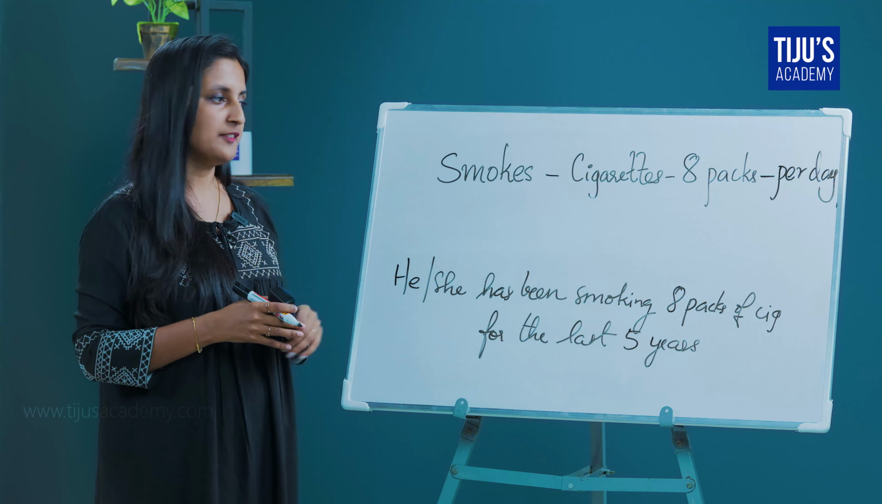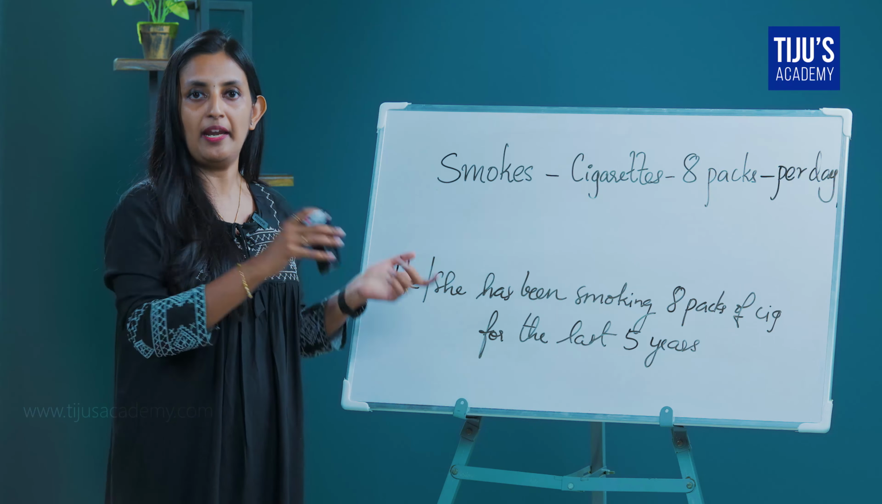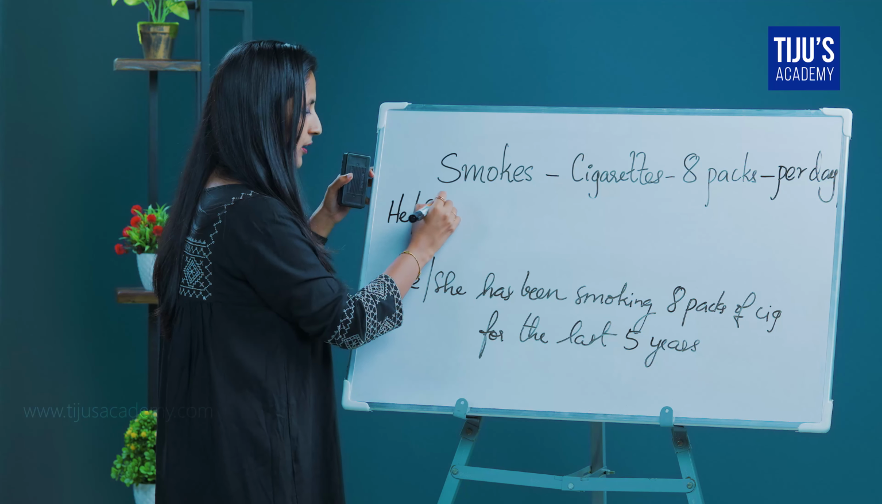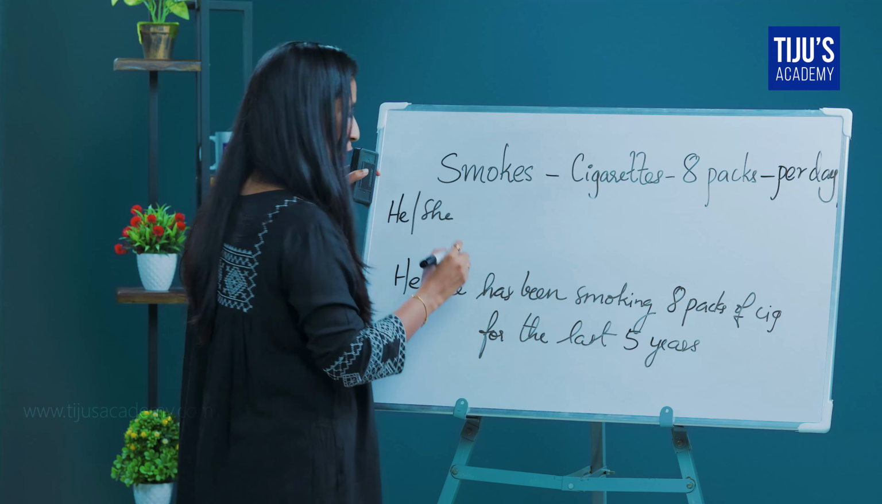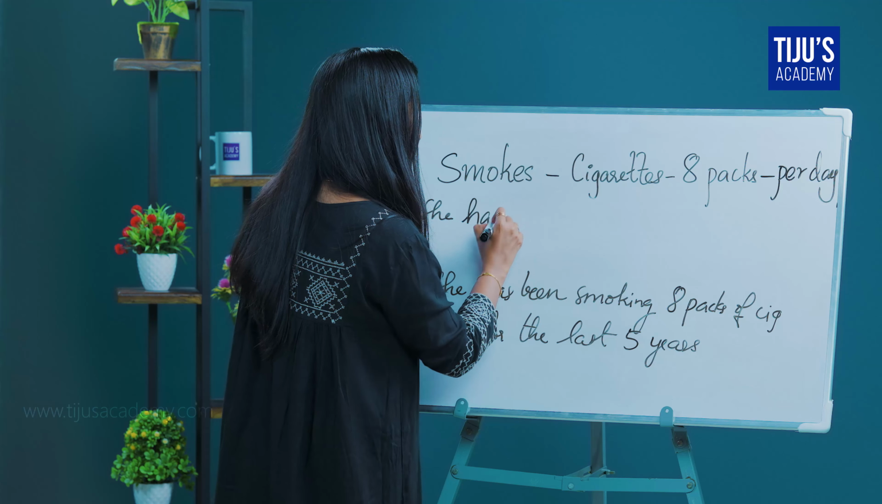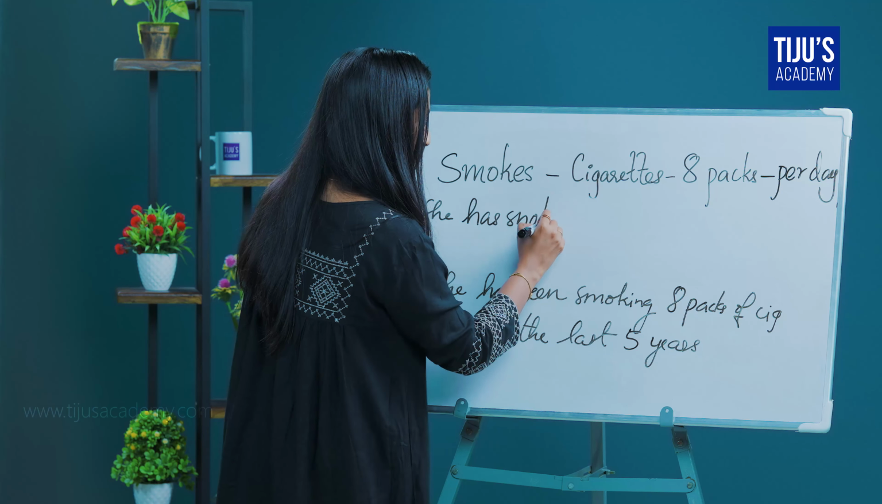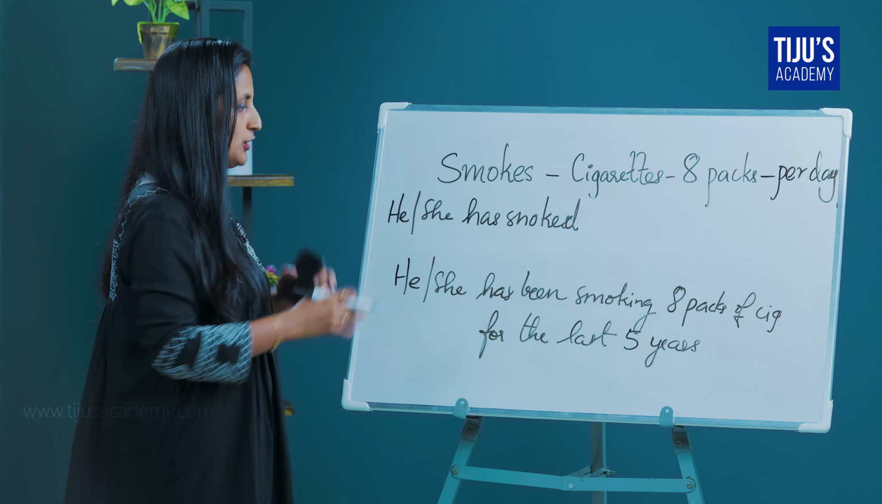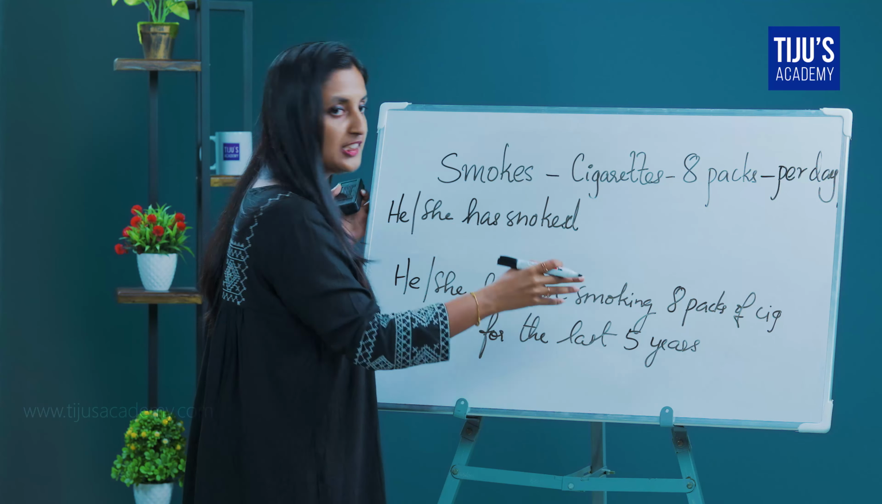Now we can transform this particular information into another one. For example, he or she has smoked. Has been smoking is changed into has smoked. Has smoked is present perfect tense, which means an action that completed just now. So he has smoked for the last 5 years.